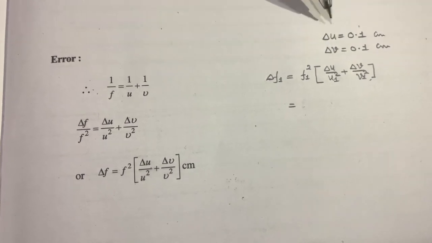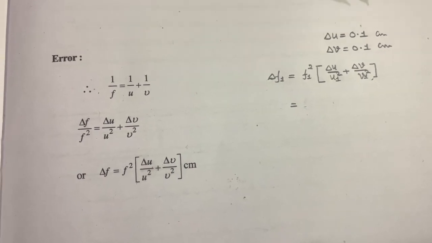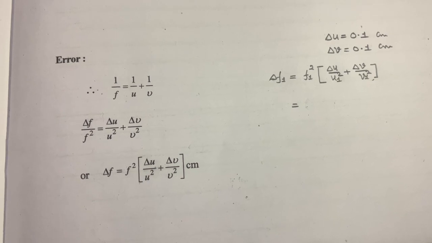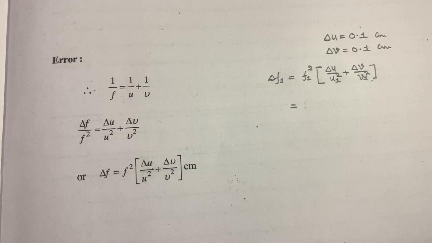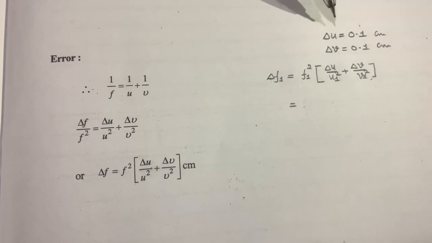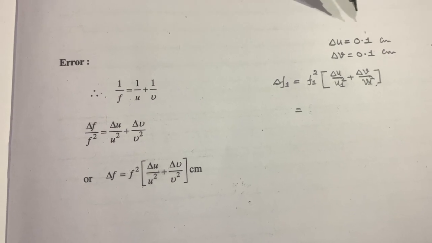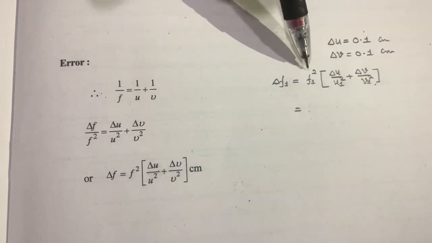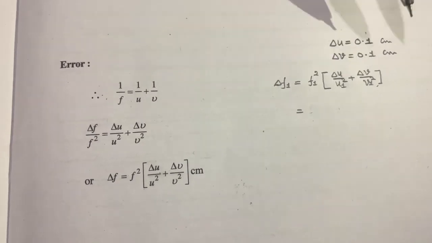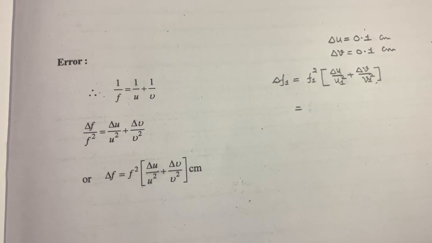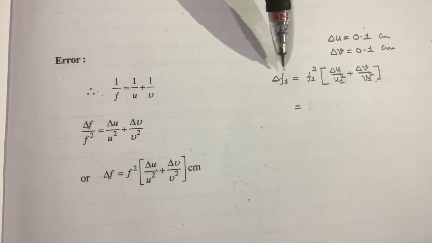Now here delta u and delta v, that we have to take 0.1 centimeter, that is the least count of the scale using which we take the measurement. So least count of the scale is the possible error in the measurement of image distance or object distance. f1 we already calculated, and u1 and v1 we have to take from the observation table. Then carry out the calculation, we will get delta f1.